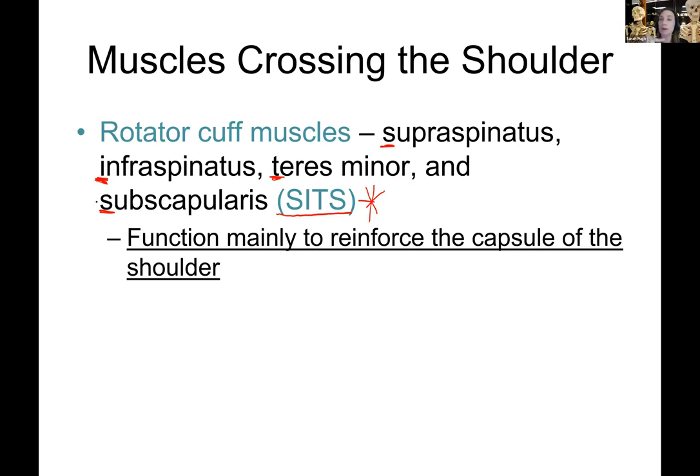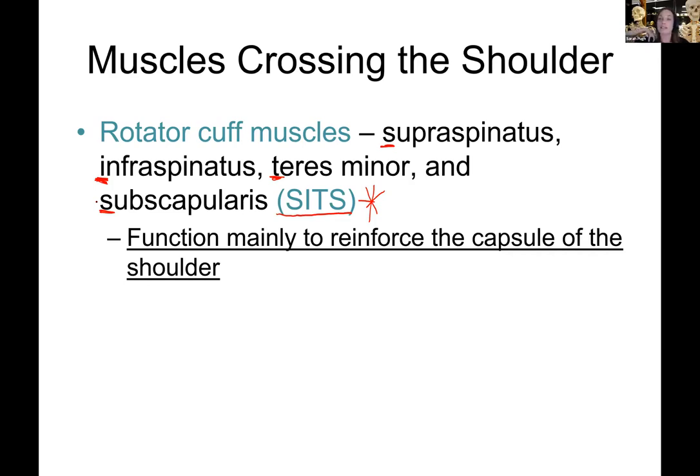So the supraspinatus is named because it's the muscle that sits in that supraspinous fossa. The infraspinatus sits in the infraspinous fossa, again, it's up in the shoulder. Teres minor, and the subscapularis is named because it sits in the subscapular fossa. Okay. Those are our rotator cuff muscles. And the main job of our SITS muscles, our rotator cuff muscles, is just to reinforce that shoulder joint.